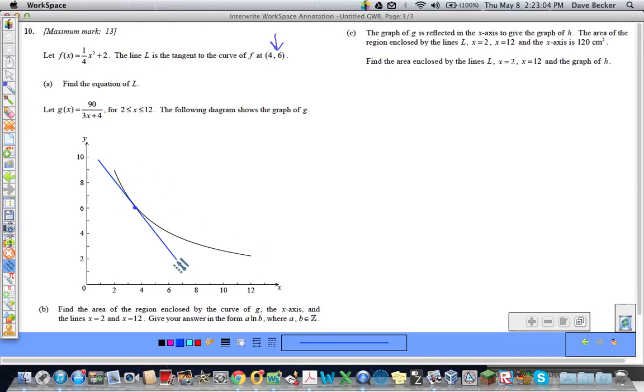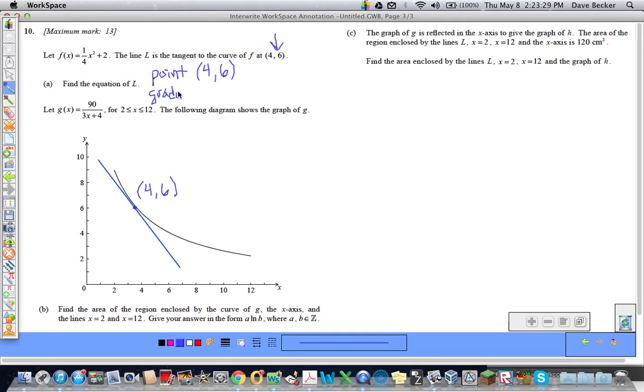So this is what we're talking about, this tangent line right here. And that is the coordinate 4, 6, okay? Find the equation of L. Well, L is a line, and to find the equation of a line, we need a point. We have it. The point on the line is 4, 6. And we need the slope or the gradient, yes?